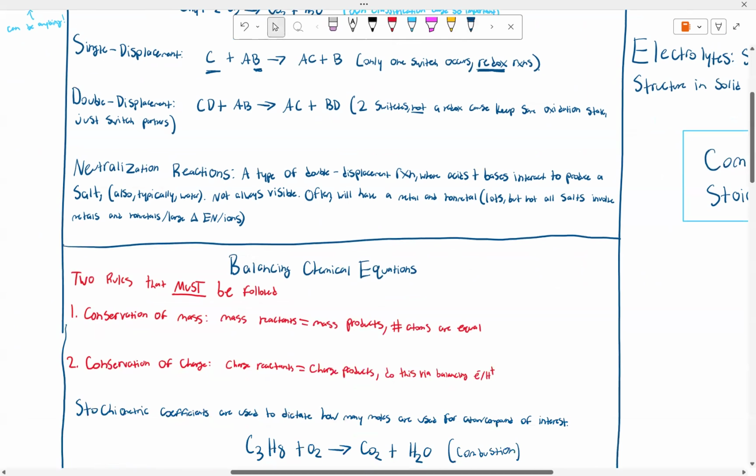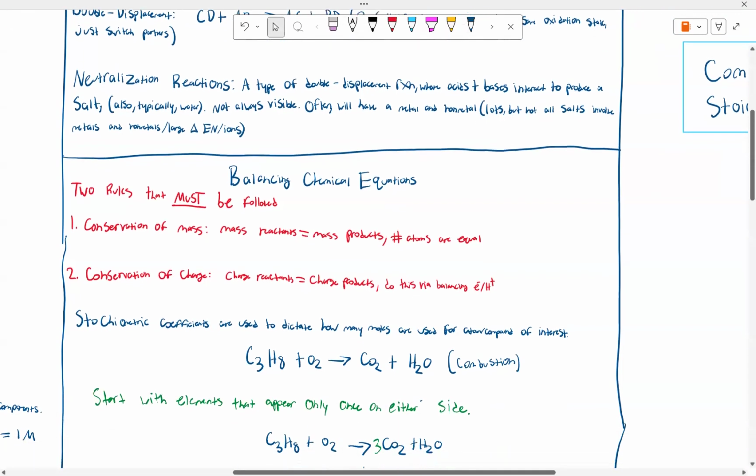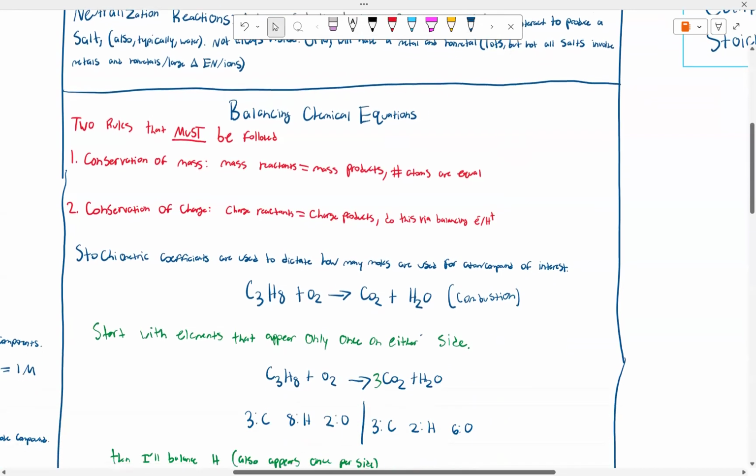Neutralization reactions are a type of double displacement reaction, where acids and bases interact to produce a salt. Typically it'll produce water too, though it's not always visible. It often will have a metal and a non-metal, because a lot of salts are like that, especially if you look at the first column. That'll be kind of indicative that it's a salt, or nitrates. But not all salts involve metals and non-metals. That's what I'm saying: a large difference of electronegativity, ions.